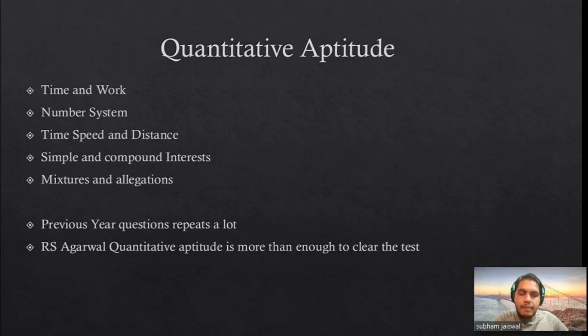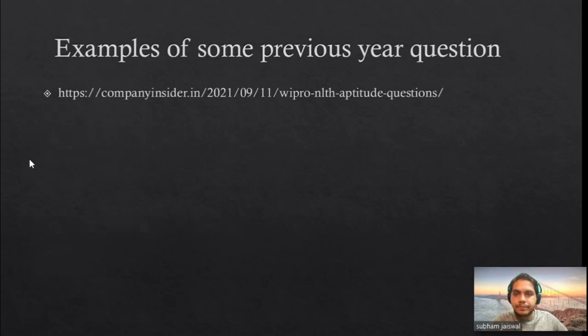Firstly, we have quantitative aptitude. For quantitative aptitude, the most important parts are time and work, number system, time, speed and distance, simple and compound interest, mixture and alligations. You should prepare all these topics from RS Agarwal, and RS Agarwal is more than enough to prepare for these topics. After that, most of the questions in aptitude are repeated from previous year papers.